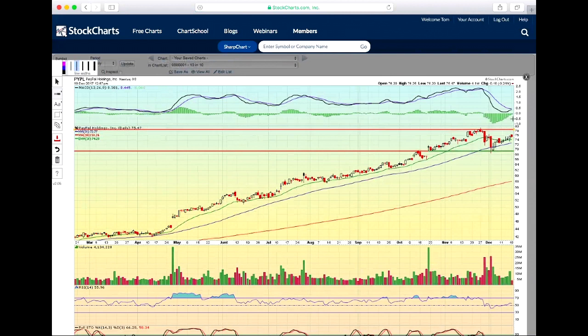MACD just turning up from the center line. I expect we're going to get a breakout. That's just because that's what happens in uptrends. We get breakouts and support holds.